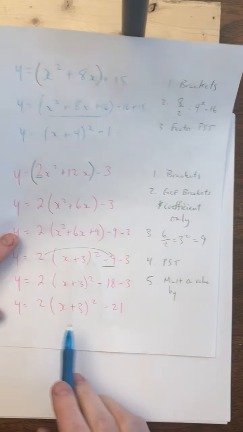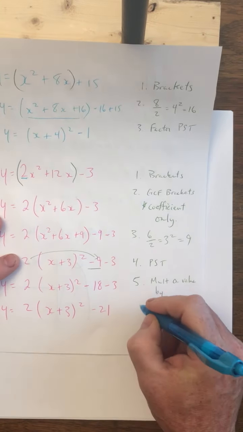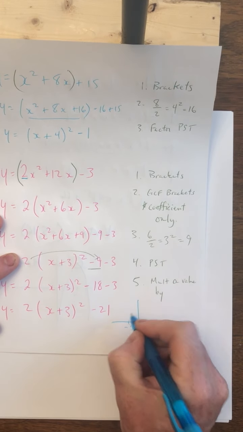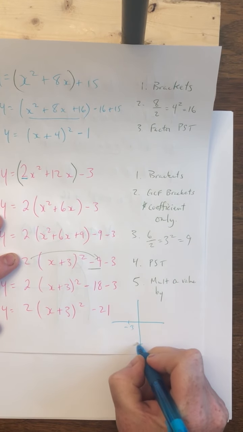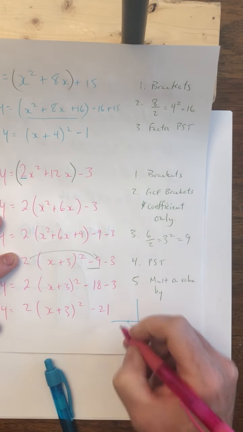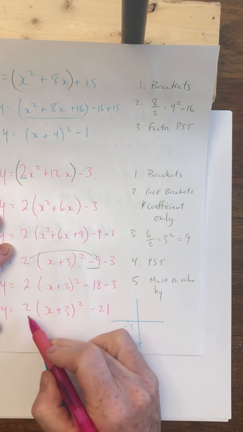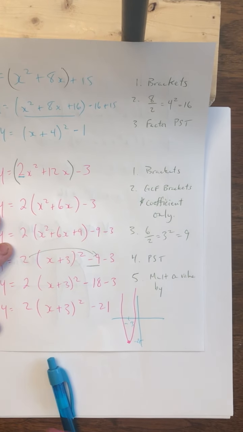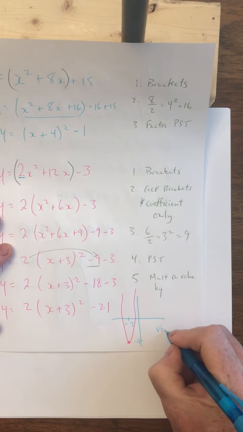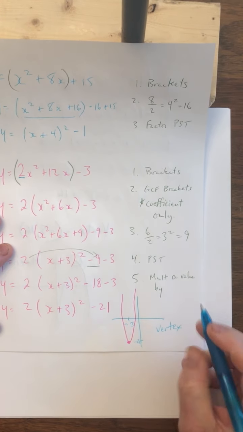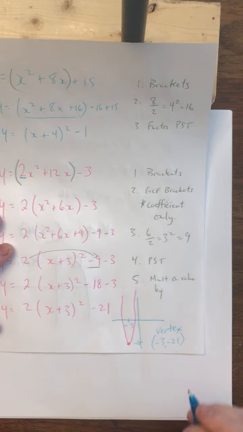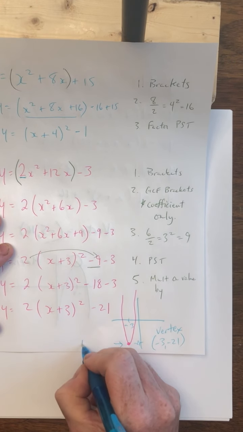Going back to say this parabola here, we know it's going to be at -3, -21, and we're opening upwards with a stretch of 2. So in this case, our vertex is at -3, -21, and it is our minimum value.